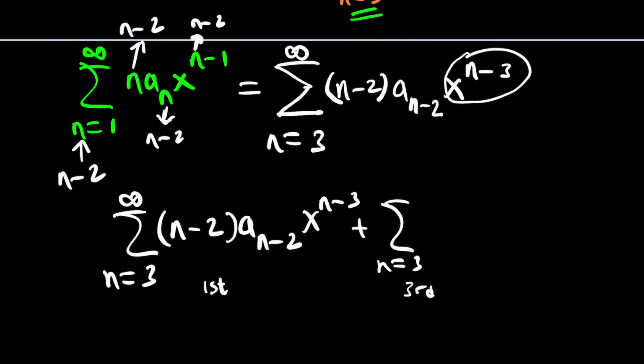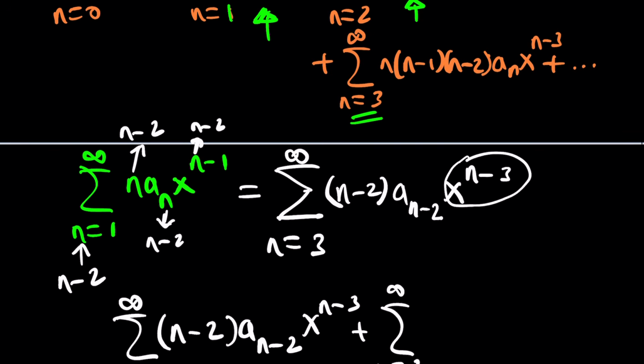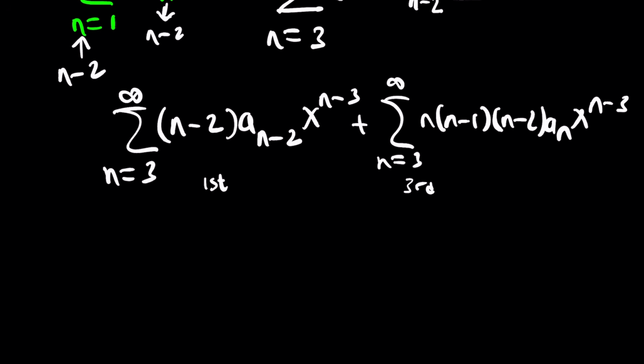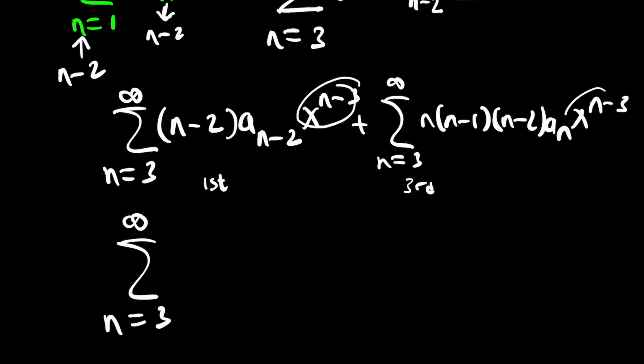N equals 3 to infinity. And then this will become n minus 1, n minus 2, a sub n, x to the power n minus 3. Now what we can do is they both have the same index to start with. So we can put them under one sum like this. And then what we need to do is take this out so we can factor this out and just worry about the coefficients. So what do we have?